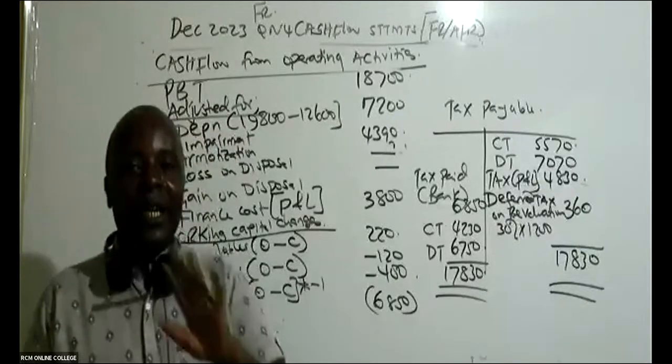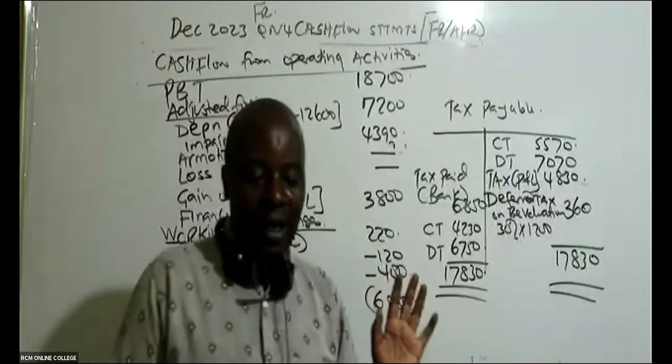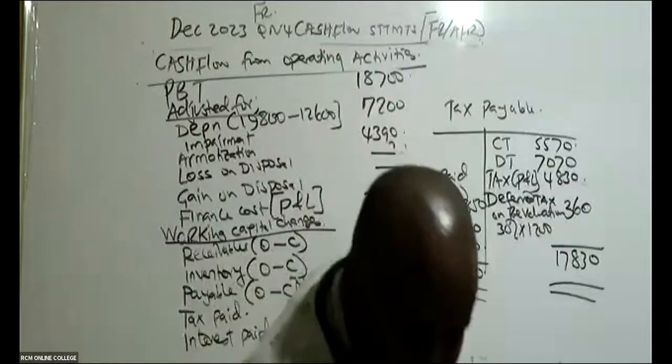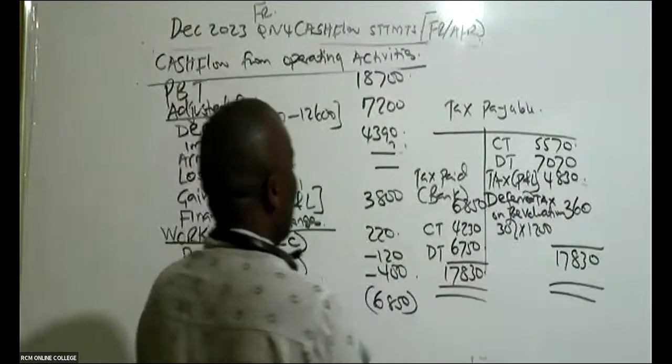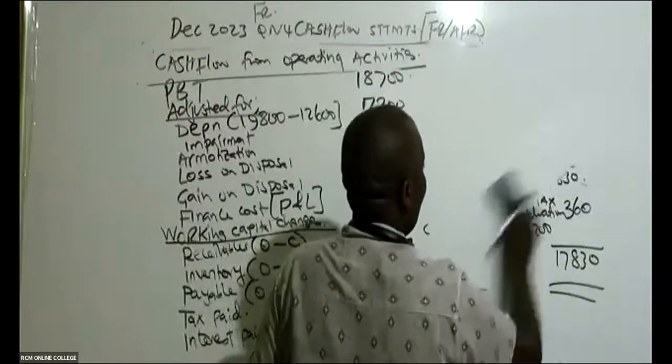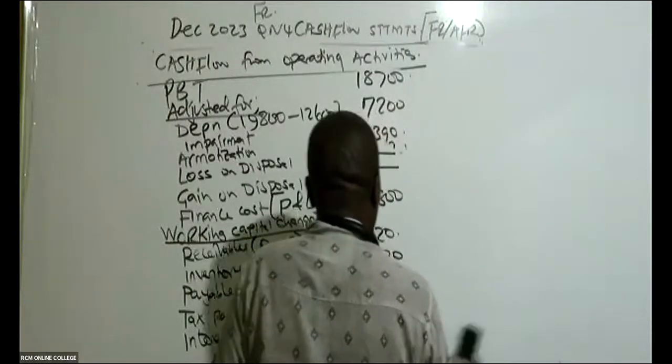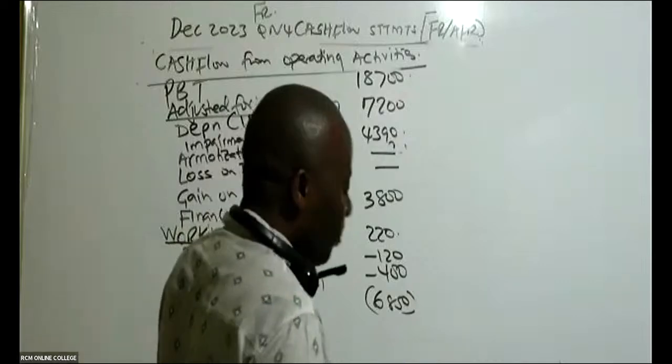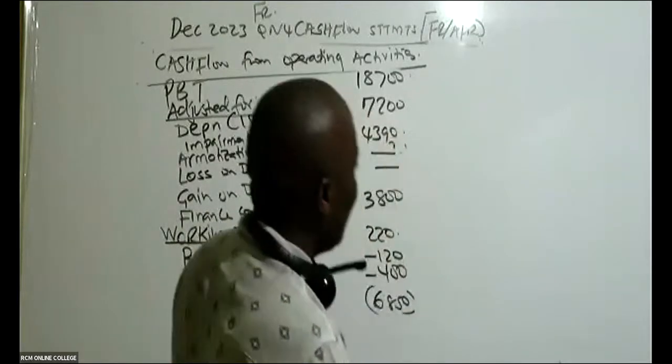The T accounts carry no marks, totally. That's why later on, you'll see Mwalimu will not be using the T accounts at all.